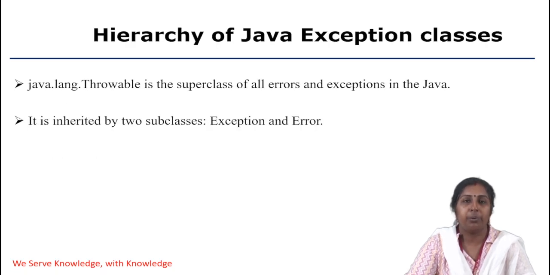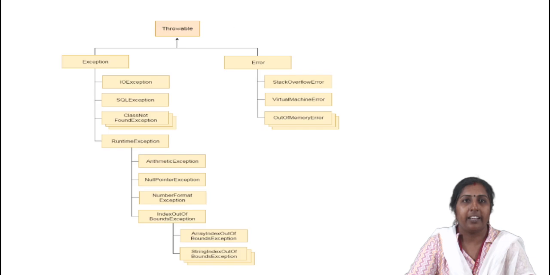Here we have to go through the hierarchy of Java exception classes. Considering the Java exception classes, java.lang.Throwable is the superclass of all the errors and exceptions in Java. This java.lang.Throwable is inherited by two subclasses. The first one is Exception and the second class is Error. This is the hierarchy of Java exception classes. These two inherit the properties from java.lang.Throwable.